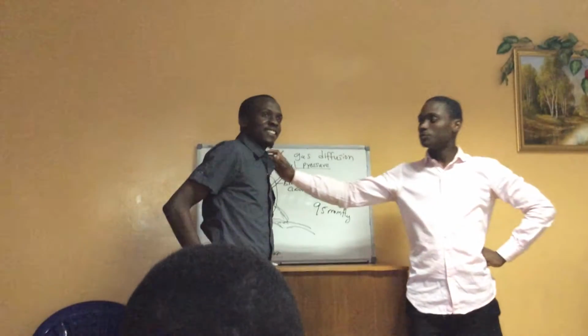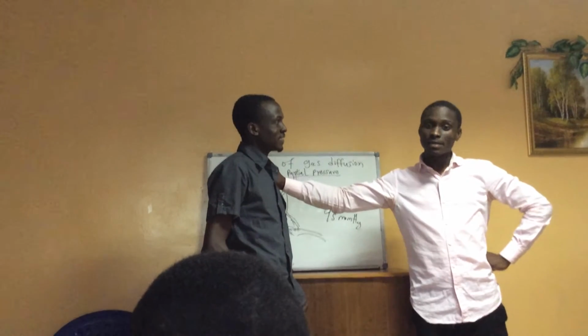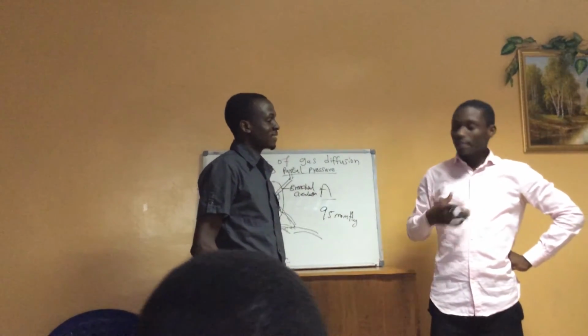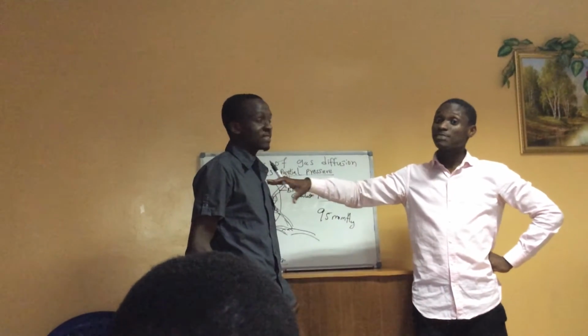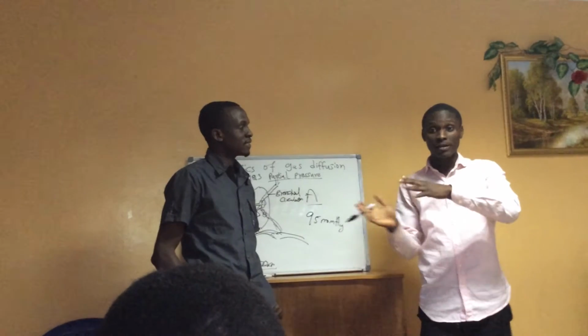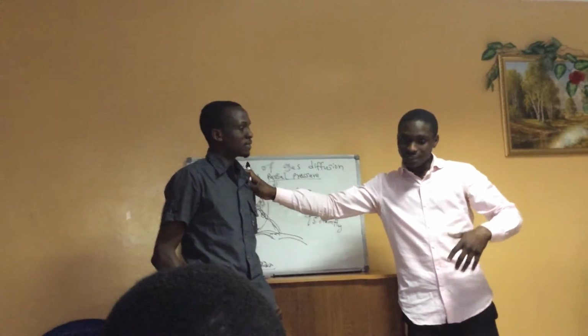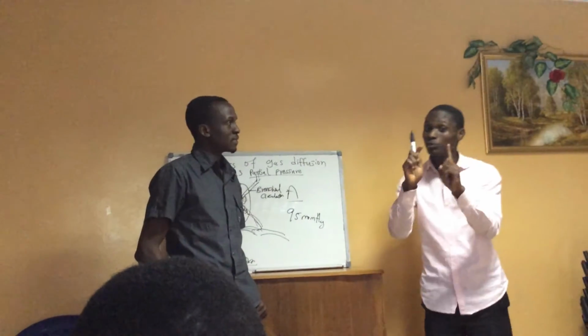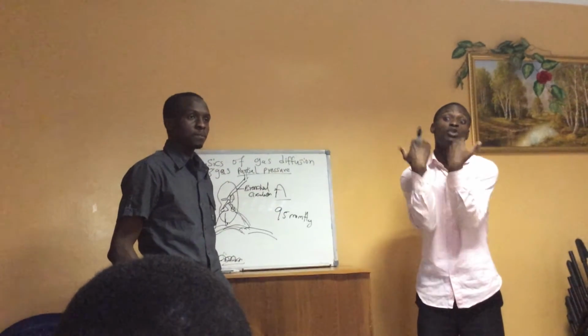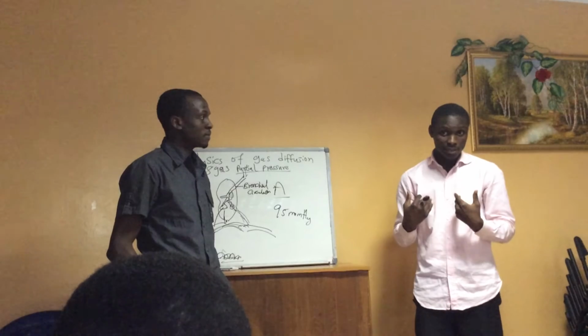Let me give an example. Here is systemic circulation. This is bronchial circulation. Do you understand? Now, systemic circulation has been oxygenated through the air-blood barrier in the lungs. Now, bronchial circulation is just to supply blood to the bronchioles. Do you understand?